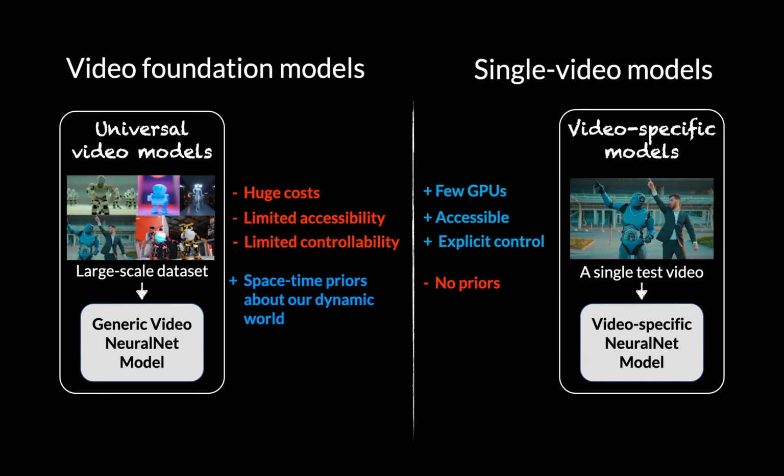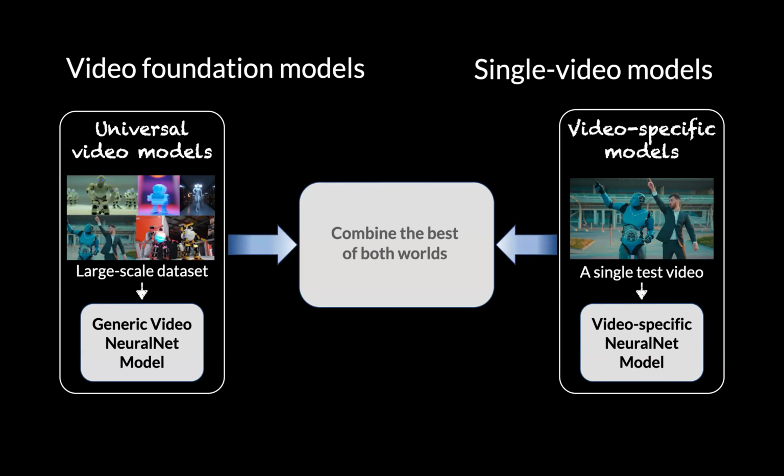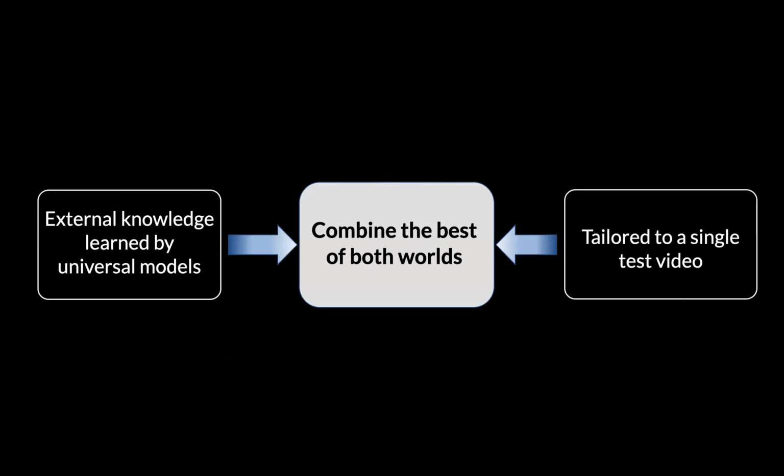So in both Google and Weizmann, I was working on both of these models, but moving forward, I think the way to go is actually to combine these two ends. And what I mean by that is that we still want to have a model that is tailored to a specific test video and will allow us to devise a smart representation or to capture the unique dynamics that appear in a single test video. But also we want to fuse this representation with external priors and knowledge that is learned by large-scale foundation models.